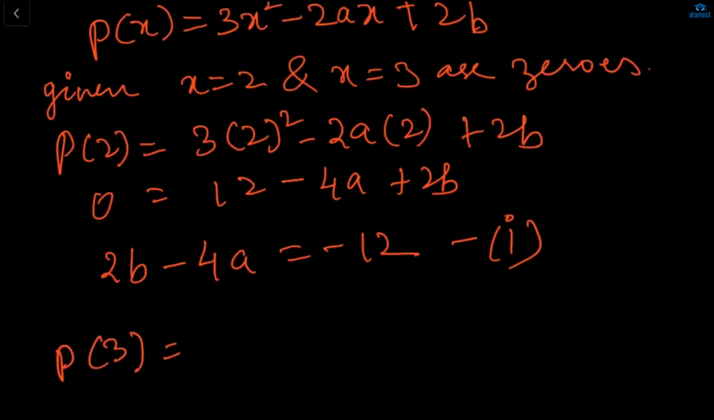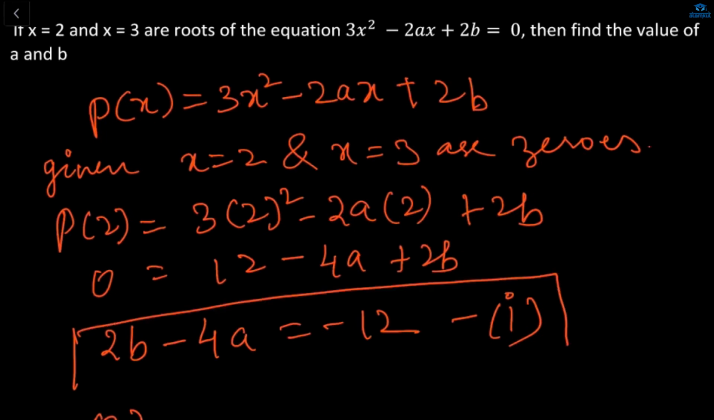Got the first equation, this only? 2b minus 4a. What you have got in the same equation, I just got 2b minus 4a plus 12 equal to 0. Okay, plus 12 is equal to 0. That is the standard form. That's not wrong.